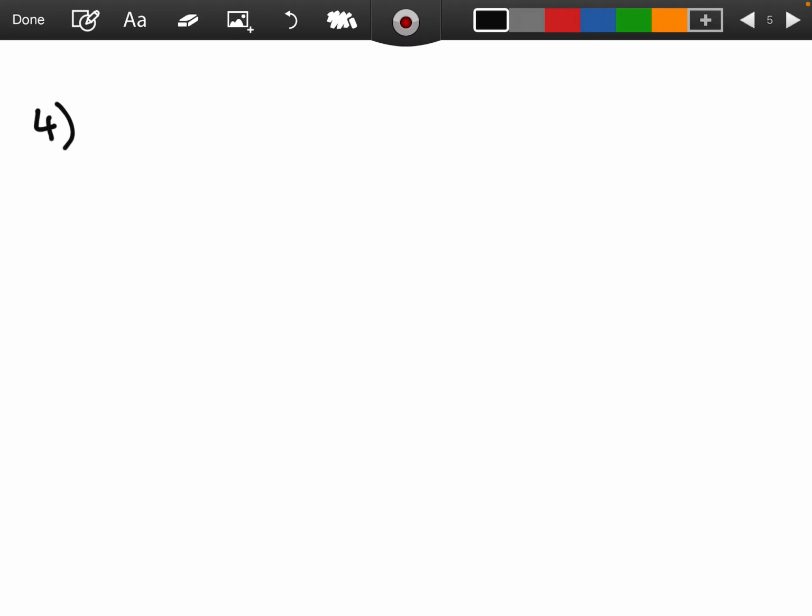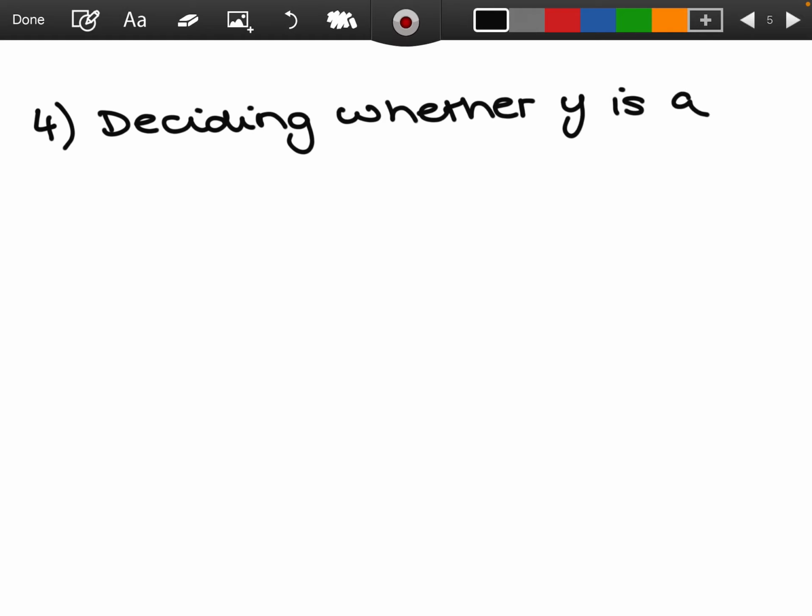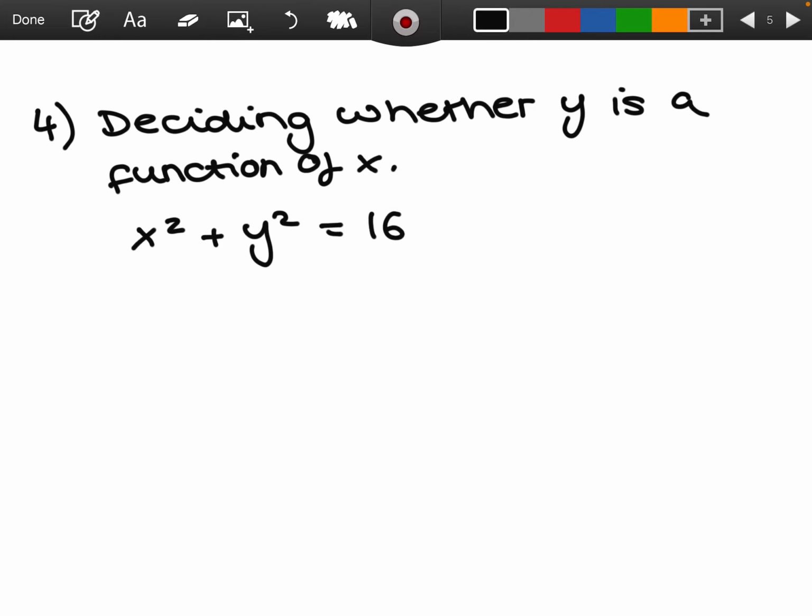Another type of problem that you could come across is where they actually give you something in terms of x and y, and you have to determine whether y is a function of x. Okay, so another type of problem is deciding whether y is a function of x. Okay, what does this look like? Well, they could give you an equation something like this. And they may say to you, does this represent a function?